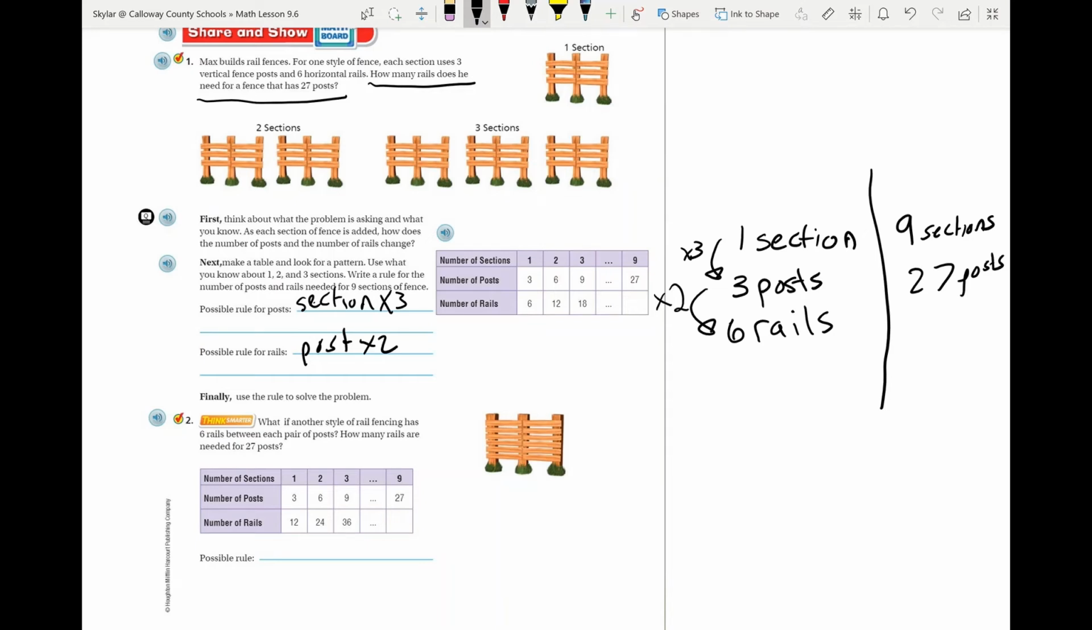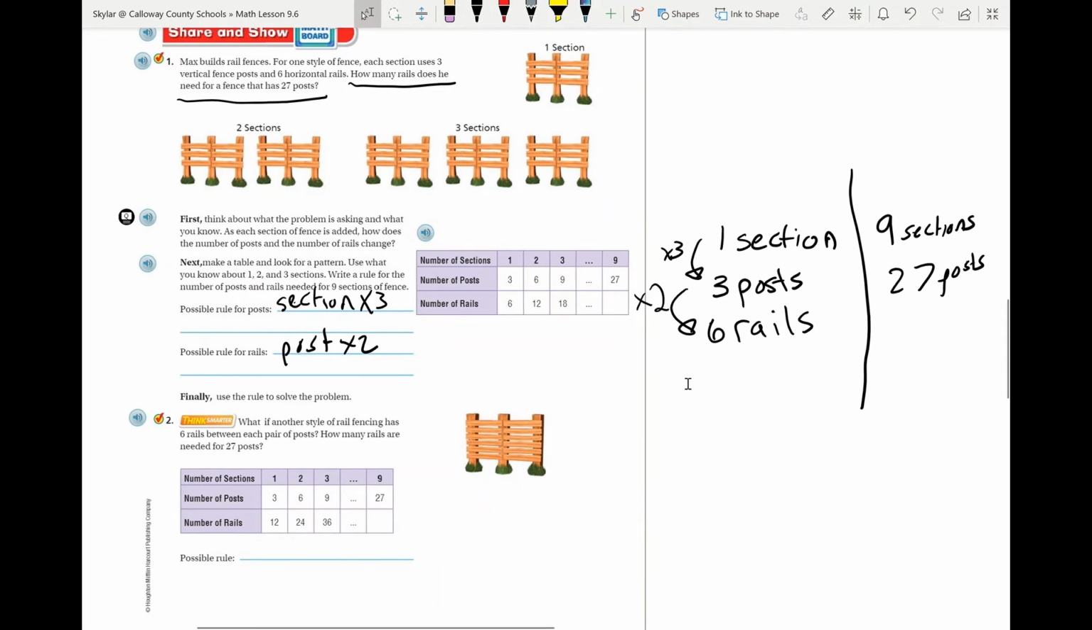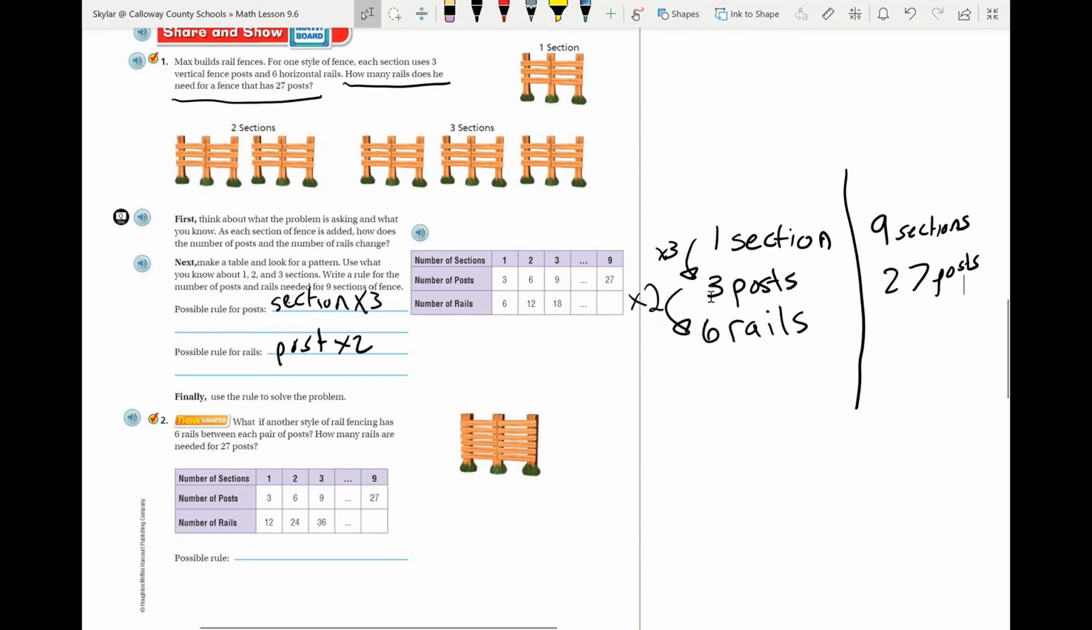So what was our rule down there? We said that you multiply your posts times 2. So we'll just multiply our posts times 2. And that will give us 54 rails.